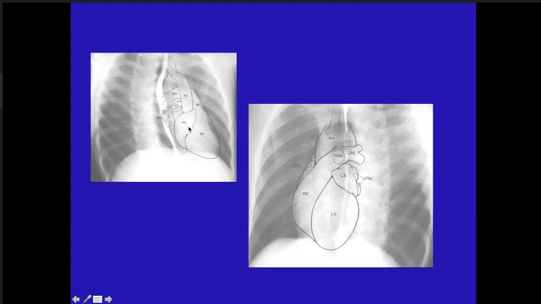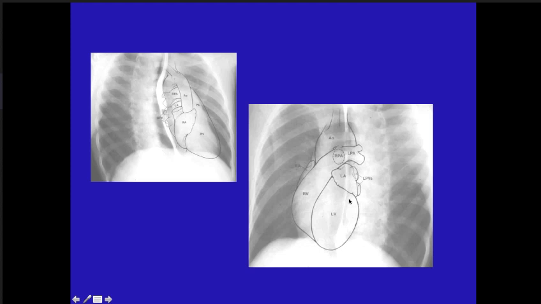When you go to the LAO view, why is it LAO? Because the heart is somewhat rounded, the apex is foreshortened, and the spine has gone towards the left of the heart. And it's oblique because the two ribs are not overlapping each other. Now, what is the posteriormost structure here? Left ventricle. It forms the posterior cardiac border.